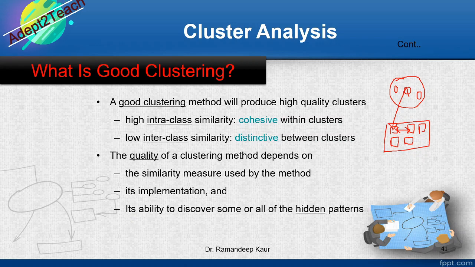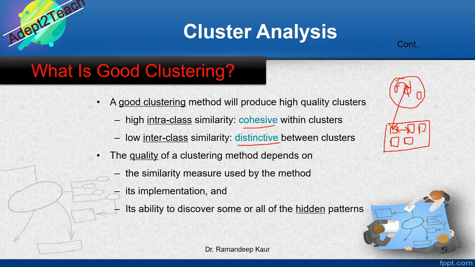So if I compare this square with a circle, there are more differences, more dissimilar features, more dissimilar parameters. But when I compare these elements within the group, the similarity is high. So we need intra-class similarity to be high and inter-class similarity to be low. If we have strong bonding, this is called cohesiveness. If we have more dissimilarity between different types of clusters, we call it distinctiveness between the clusters.